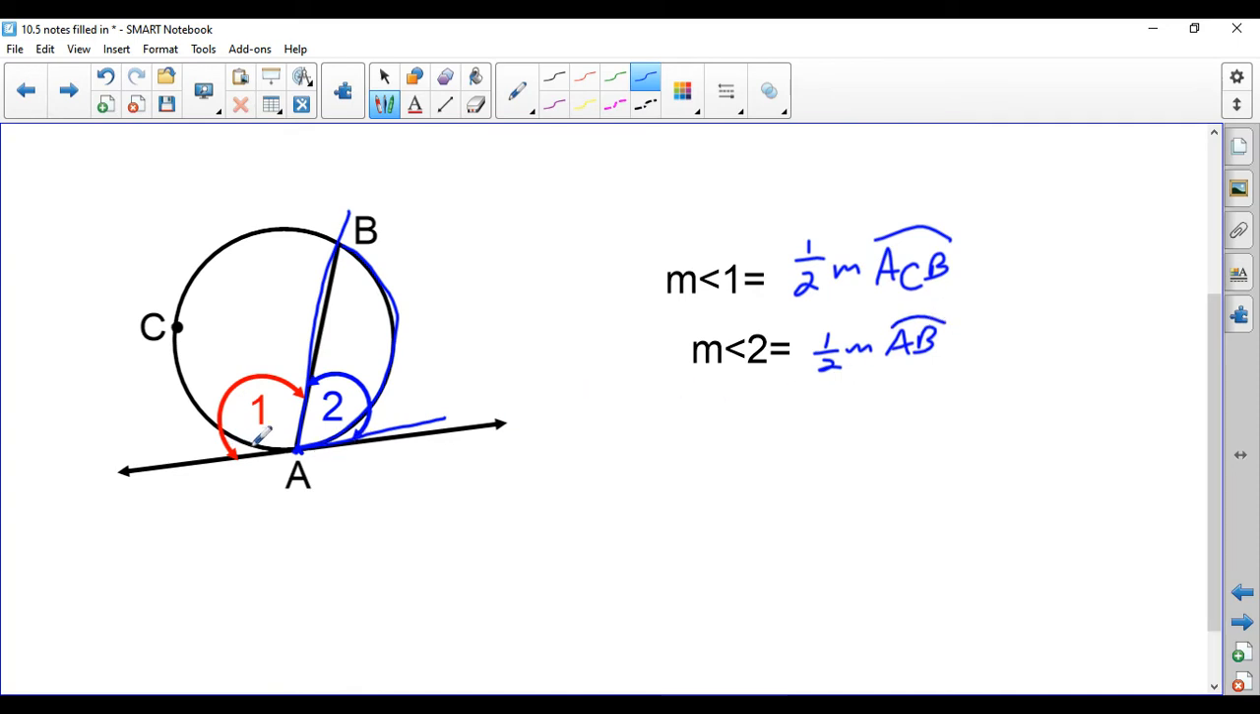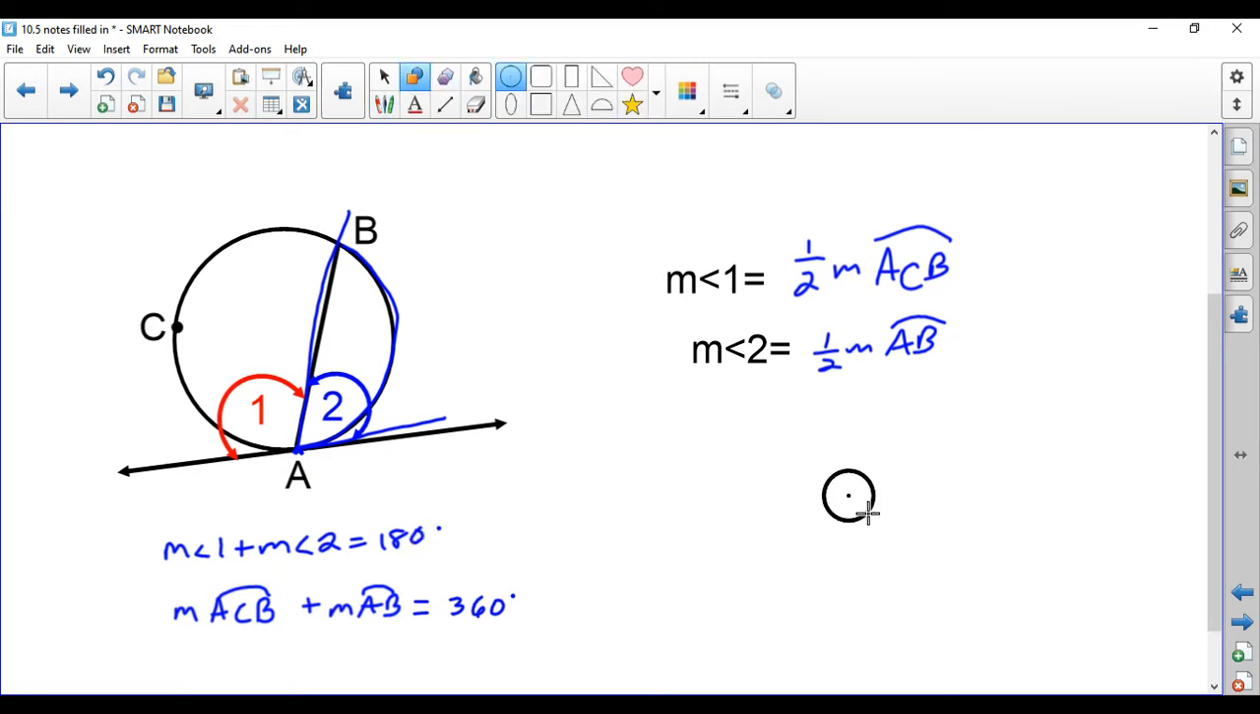Now, one comment, we know that angle 1 and angle 2 are a linear pair. So the measure of angle 1 plus the measure of angle 2 should add up to 180. They should be supplementary. And if we looked at the circle, I have 2 arcs making up that circle, arc ACB and arc AB. Those are the 2 arcs that each of those angles are 1/2 of. These 2 arcs make up the entire circle, so they add up to 360. So 1/2 of each arc should add up to 180. This makes sense.